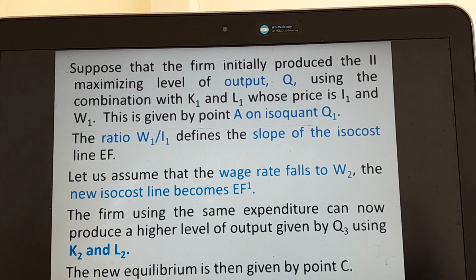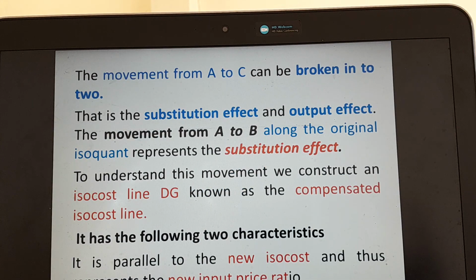At wage 2, the new ISO cost line becomes EF. The firm using the same expenditure can now produce a higher level of output given by Q3 using K2 and L3. Higher output.